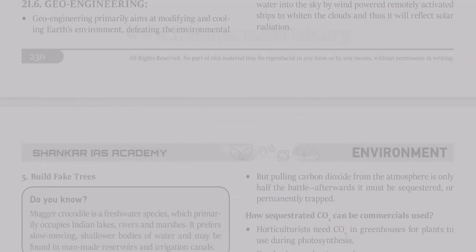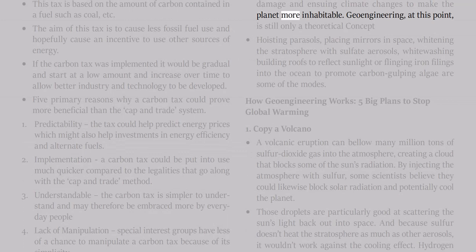21.6. Geoengineering. Geoengineering primarily aims at modifying and cooling Earth's environment, defeating the environmental damage and ensuing climate changes to make the planet more inhabitable. Geoengineering, at this point, is still only a theoretical concept. Hoisting parasols, placing mirrors in space, whitening the stratosphere with sulfate aerosols, whitewashing building roofs to reflect sunlight, or flinging iron filings into the ocean to promote carbon-gulping algae are some of the modes.